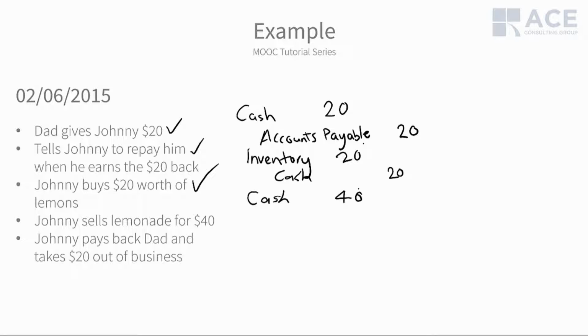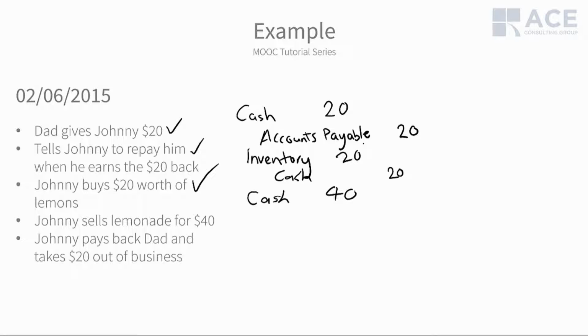Now, a common mistake that people make is that at this point, they'll say that, oh, it cost us $20 to buy the inventory, to buy the lemons, and so I should credit inventory for $20. But you see, in that case, we'll have $40 in our debits and $20 in our credits. And this doesn't work because in accounting, our debits always have to match our credits. We always have to balance our entries.